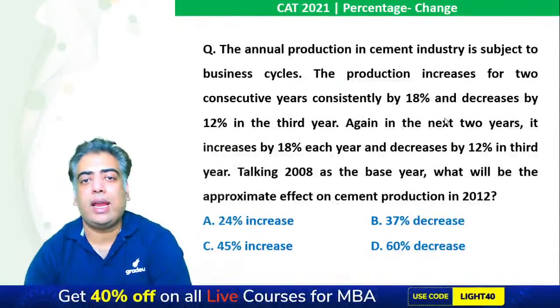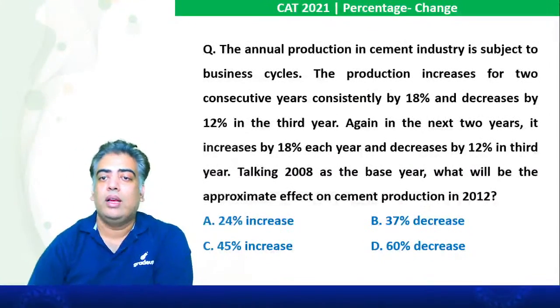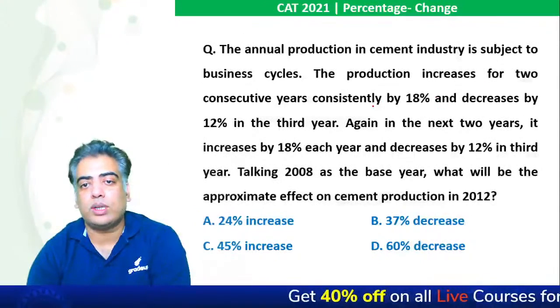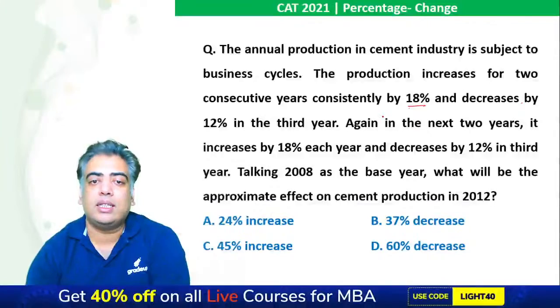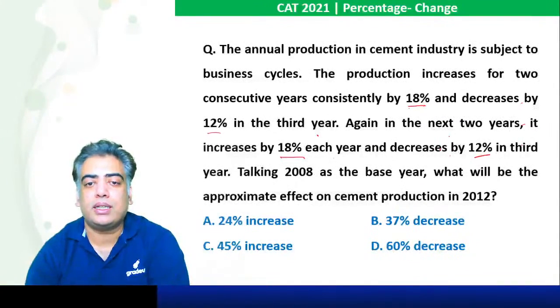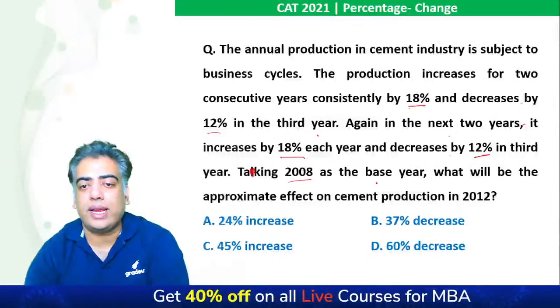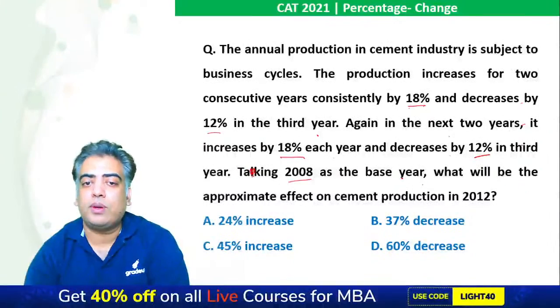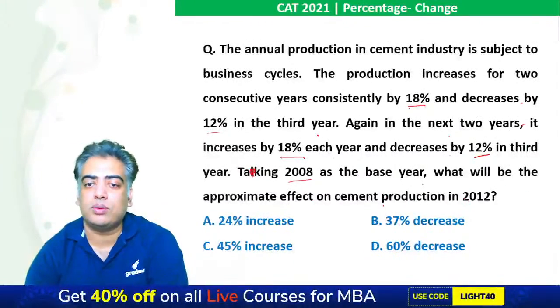In third, he says the annual production in cement industry is subject to business cycles. The production increases for 2 consecutive years consistently by 18% and decreases by 12% in the third year. Again, in the next 2 years, it increases by 18% each year and decreases by 12% in third year. So taking 2008 as the base year, what will be the approximate effect on cement production in 2012?